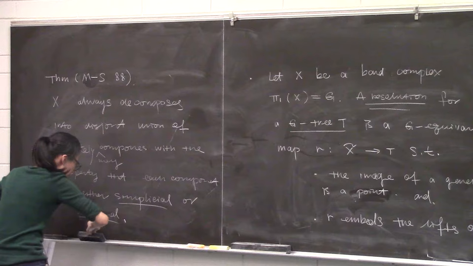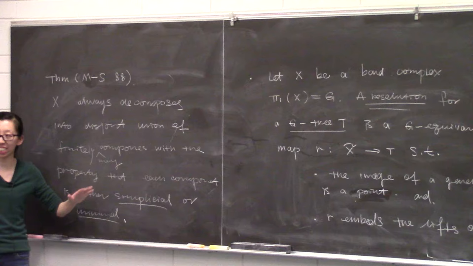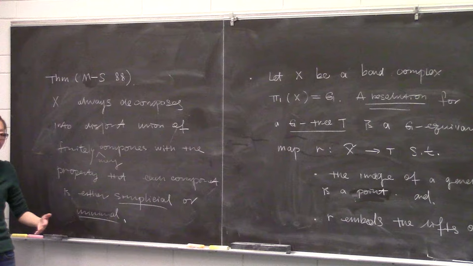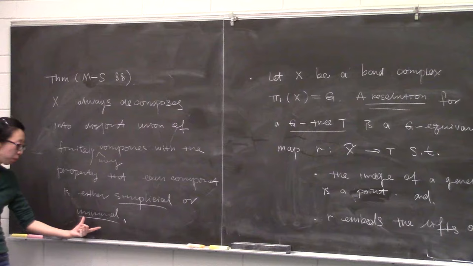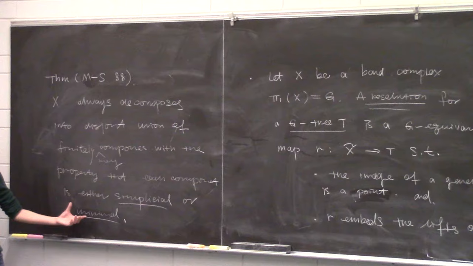And the Rips machine is basically this: for simplicial pieces, we think it's easy because every leaf is compact. It's just some bands glued together with not much interesting structure. So the main part is studying the minimal components, and the Rips machine will study the minimal component.